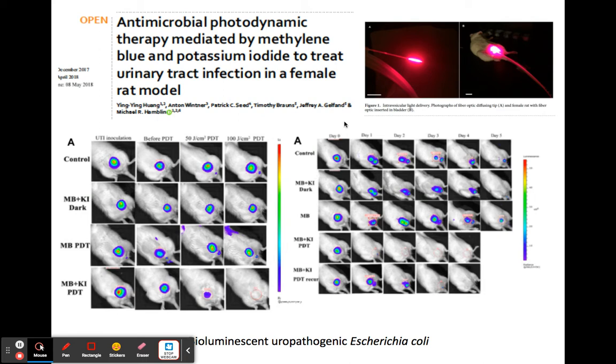And here you see a follow-up for up to 5 days after the PDT treatment, single treatment on day 1. And you see that when you have KI, a lot of the rats do not have any recurrence. Occasionally you do, but mostly you don't.